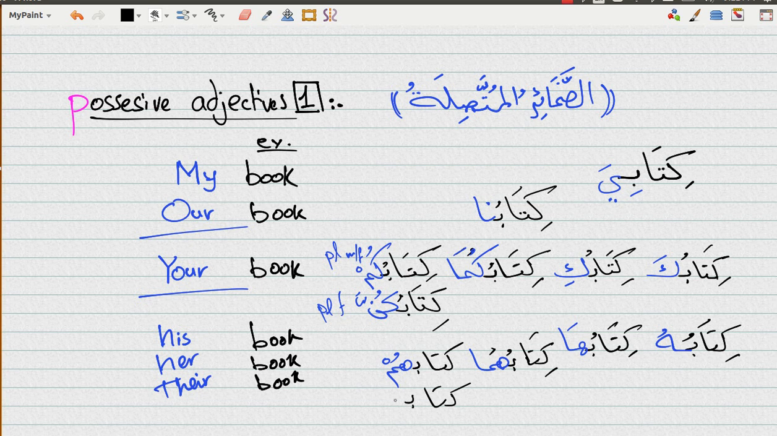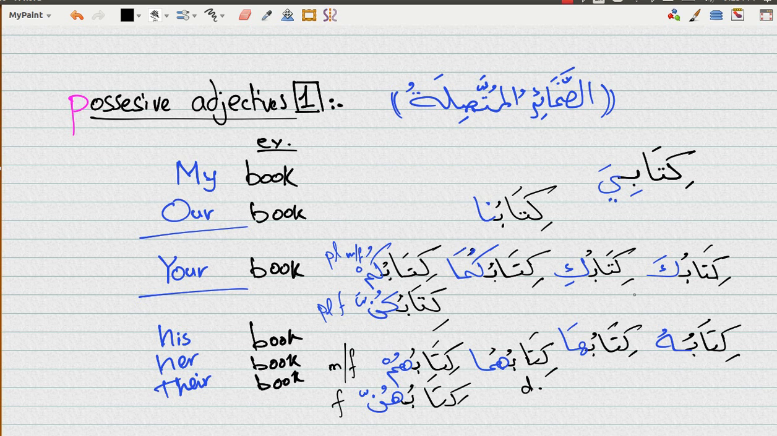If they're all females, kitabuhun. Okay? Kitabuhu, his book. Kitabuha, her book. Kitabuhuma, their book, but for dual. Kitabuhum, three or more people, masculine or mixed. Kitabuhun, three or more people, they're all feminine, females, right?